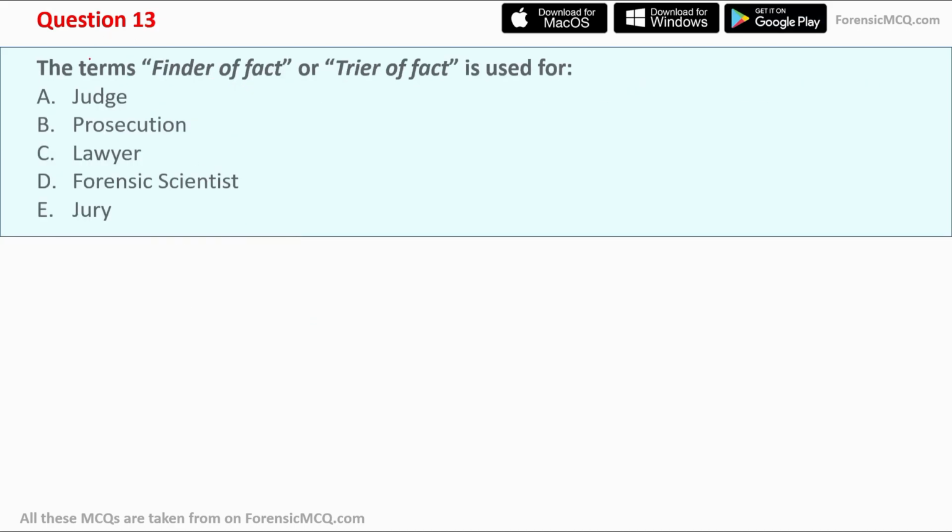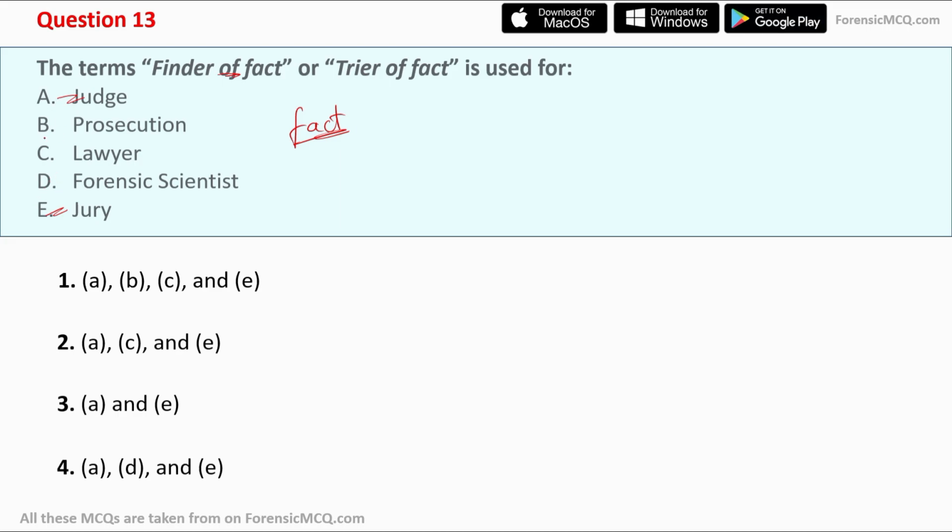Now let's move to question number 13. The terms finder of fact or trier of fact are used for A. Judge, B. Prosecution, C. Lawyer, D. Forensic scientist, E. Jury. So as you know, finder of fact or trier of fact means determining the facts of the case. So it is only done by the judge or jury. These are the two officials who have to analyze the facts of the case, and based on that, they have to pass the judgment. So the correct answer is A and E. So the third option will be the correct answer.